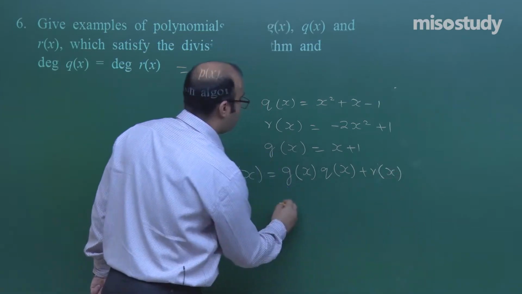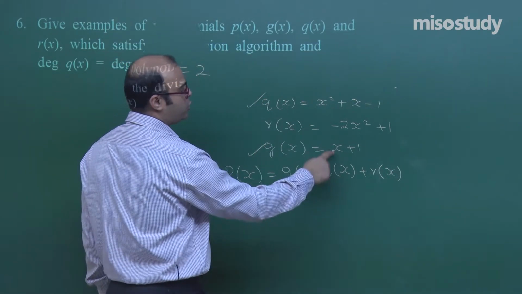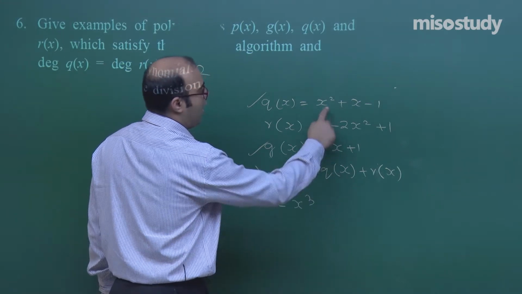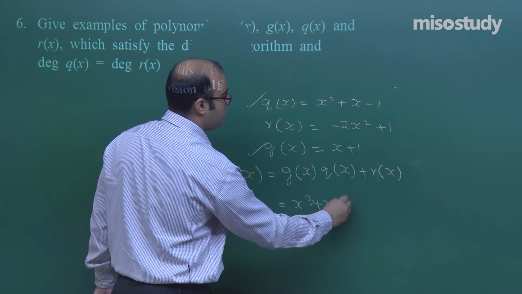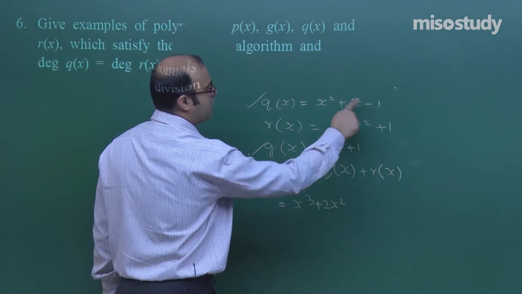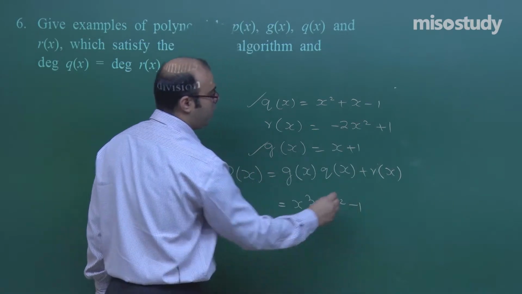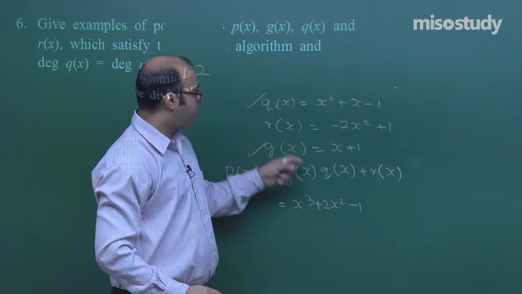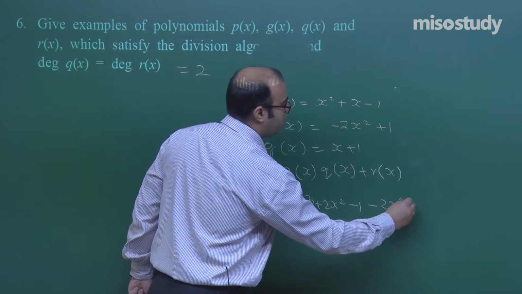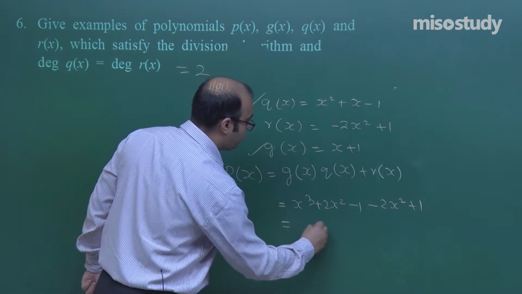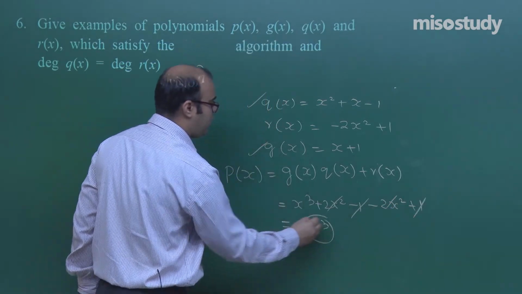So if we put the values, g(x) will be multiplied with q(x), we will multiply both of them. So x squared into x is x cube, and x squared plus 1 is x squared, x into x is x squared. So 2x squared, and then x minus 1 is minus x, x into 1 is plus x, x will cancel and this is minus 1 finally. So when we multiply q(x) with g(x), this is what we get, plus r(x), that is minus 2x squared plus 1. So this is x cube, 2x squared will also cancel, minus 1 and plus 1 will also cancel, x cube.